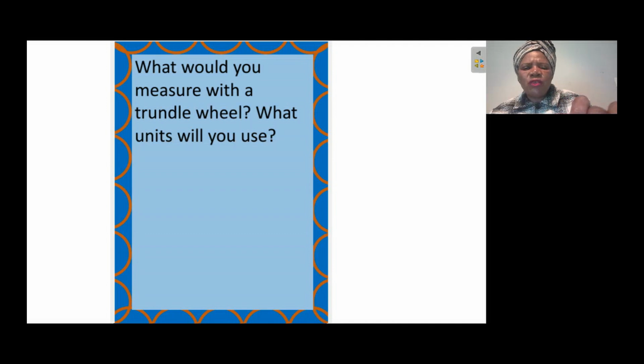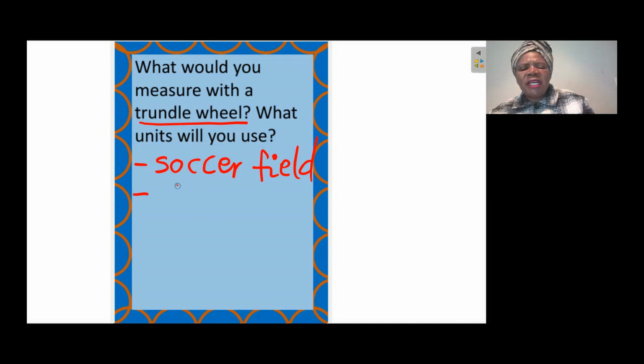Okay, what would you measure with a trundle wheel? We have seen the soccer field, right? What else can you use a trundle wheel for? We can measure a garden, right? To go right round a garden, or the distance between objects which are visible.